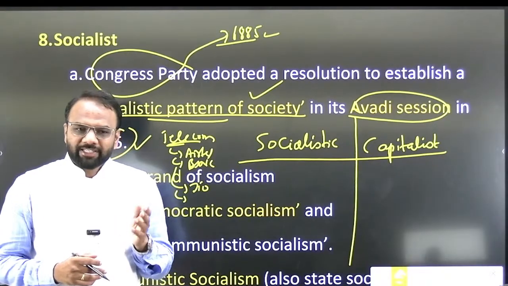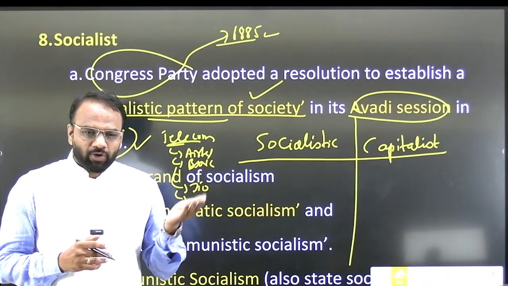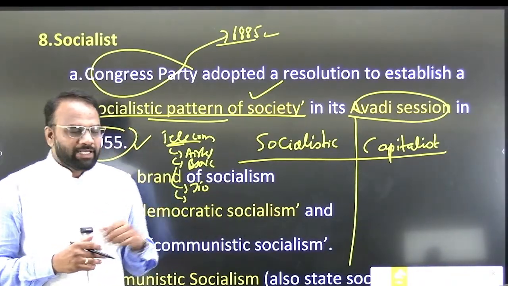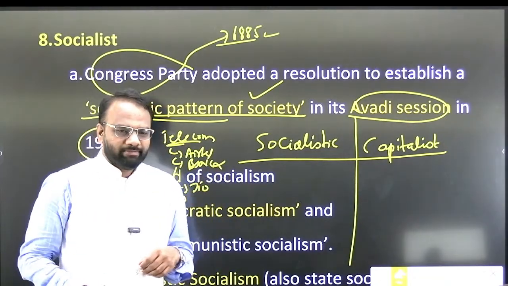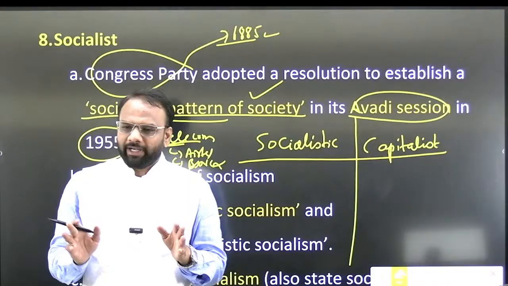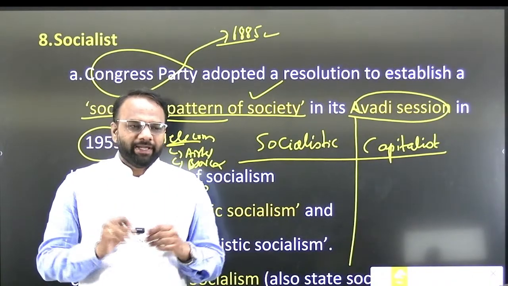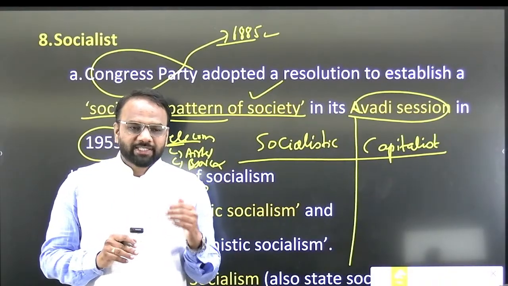Among them, which one is a government entity? Which one is a private entity? BSNL is a government entity. Jio and Airtel are private entities. So in a capitalist country, there will be no government entity. All the services will be provided by private entities. So there will be no concept like BSNL. Such countries are called capitalist countries.